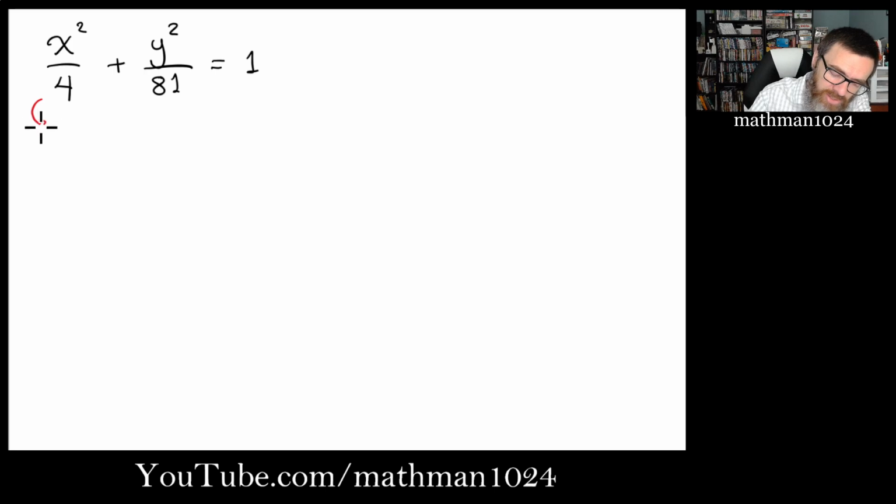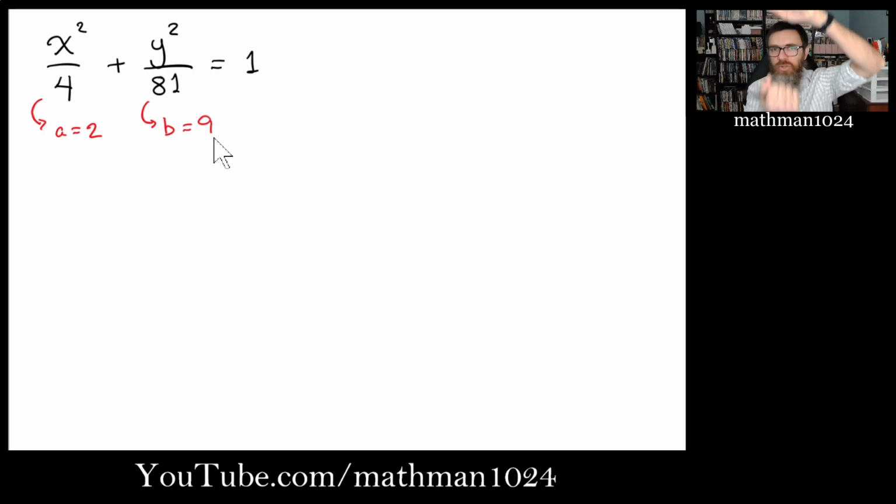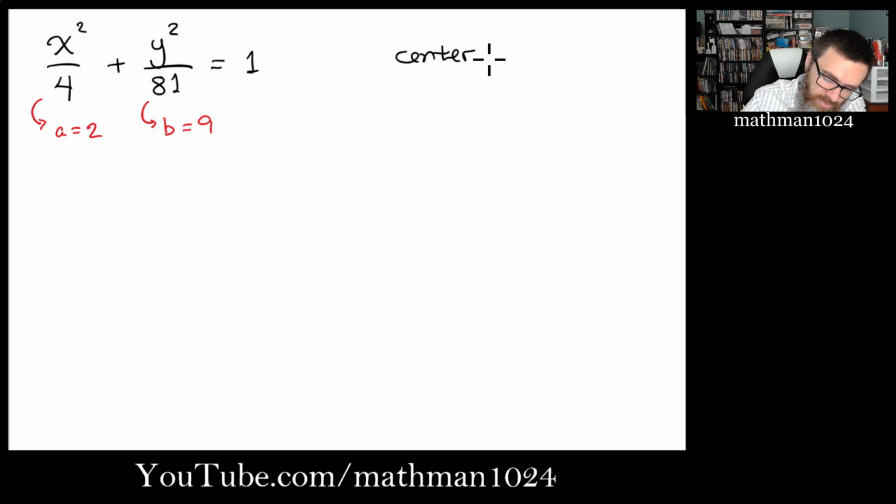And I hope that makes sense to you, because if I look at this and I identify the a, the square root of 4 is 2. If I identify my b value, the square root of 81 is 9. So yeah, we're going to be stretching 9 units in the y direction, but only 2 in the x direction. So because of the form that we have, we can easily identify the center as being the origin, because there is no adjustment made inside the square for the x or for the y.